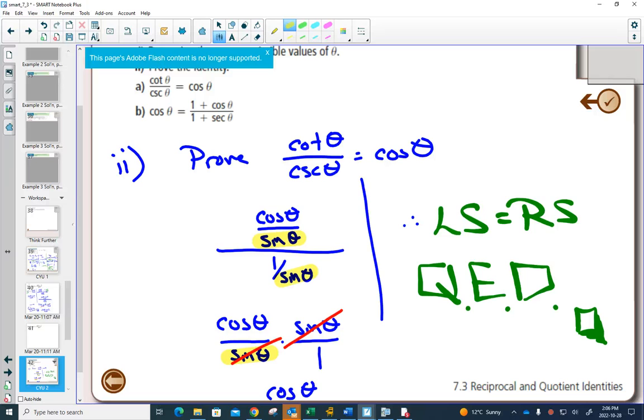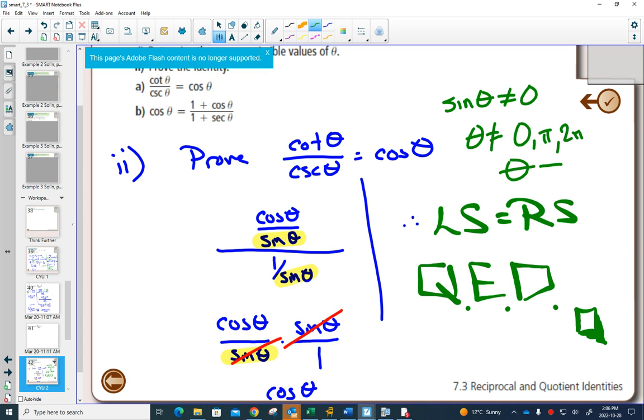So what do we have for non-permissible values? We know that sine of theta can't equal 0, because if sine of theta equals 0, I divide by 0. So I can solve this by saying theta can't equal, where on our pi plate is sine equal to 0? 0, pi, 2 pi, or theta can't equal all the zeros of sine, which is k pi, where k is an integer.